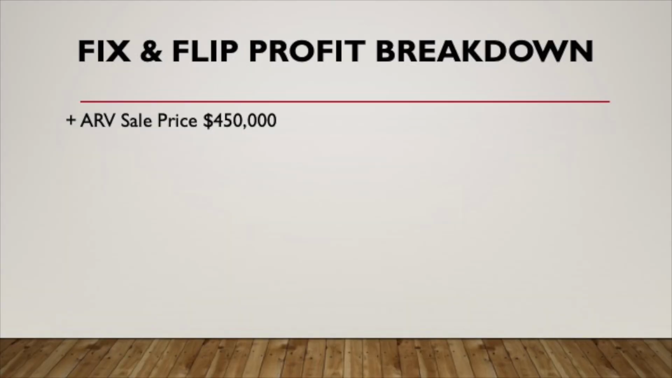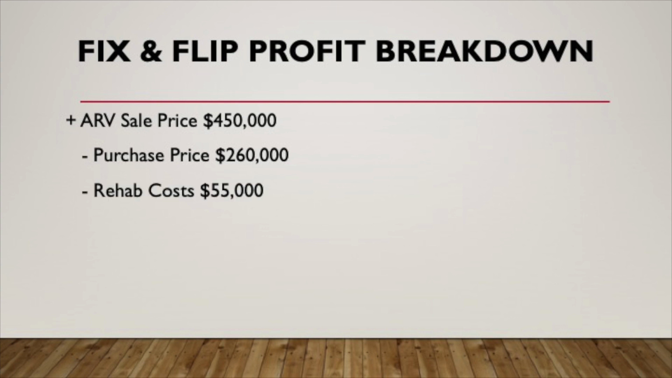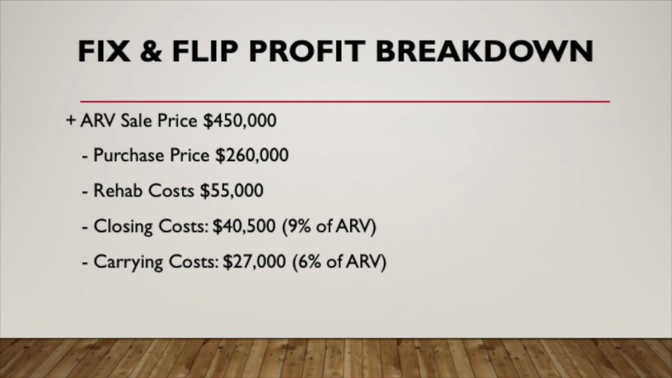So for example, let's say that the ARV sale price is $450,000. Let's say that you bought the property for $260,000. Your rehab costs $55,000. And let's say that you had closing costs of 9% that came to $40,500. And your carrying cost of 6% came to $27,000. And then your profit of 15% came to $67,500.